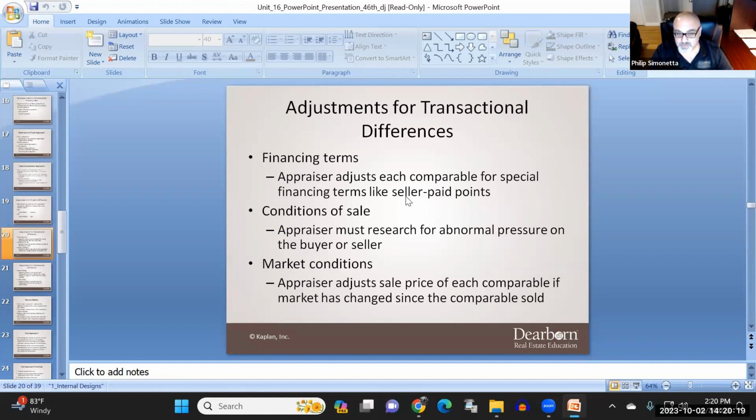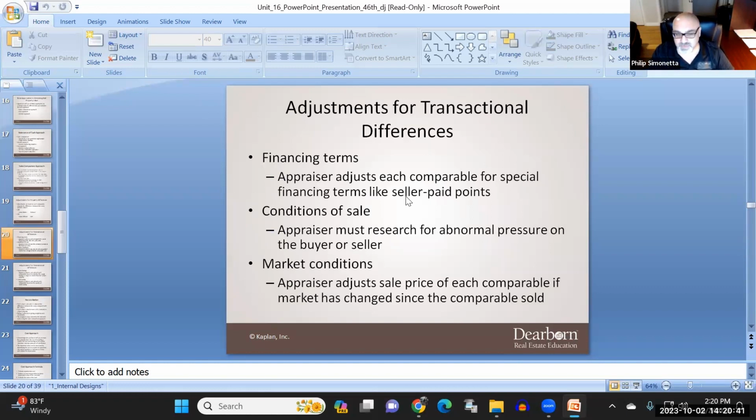Financing terms. The appraiser adjusts each comparable for special financing terms, like seller-paid points. Like if the seller pays closing costs, that will affect the price. Say the seller gave $10,000 in closing costs to the buyer. That would reduce the sale price 10 grand for a comp, right? Because that 10 grand came out, right?